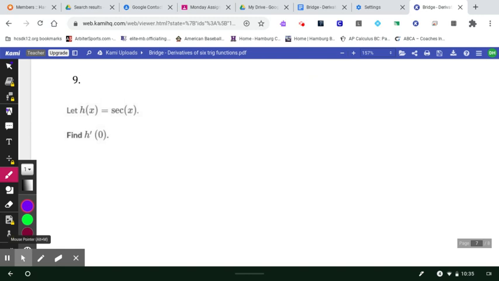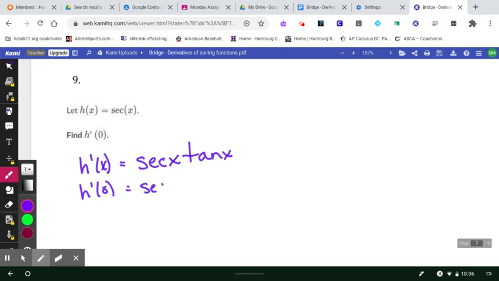Number 9, the secant of x at h prime of 0. So h prime of x, okay, secant doesn't start with a c, so it's positive. And it repeats itself and puts somebody else. So secant, if you look back, is secant x tangent x. And now we need h prime of 0. So I need the secant of 0 times the tangent of 0.